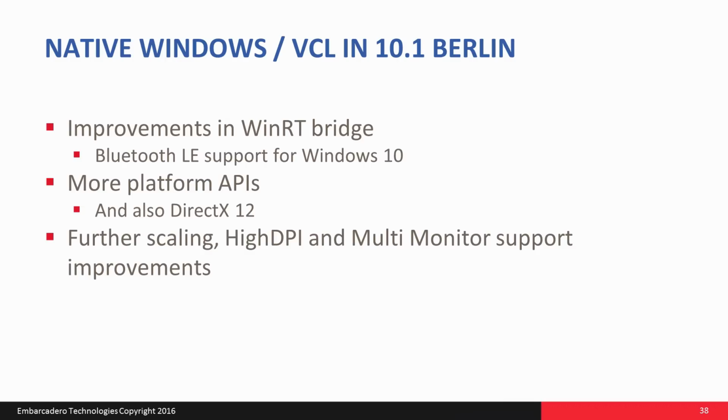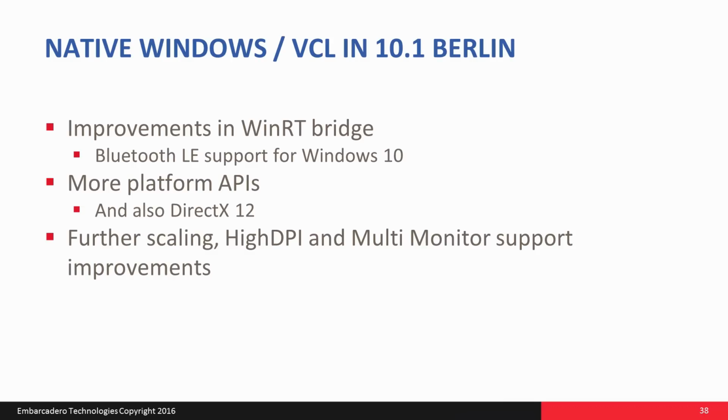Now, we've also made improvements in the WinRT bridge, and we have Bluetooth LE support now for Windows 10. RAD Studio Berlin provides the new WinRT Bluetooth API that supports Bluetooth low energy devices and beacons on Windows 10. So you can now run an application on Windows 10 that allows you to scan for Bluetooth LE devices that advertise data, send and receive BLE advertising data. You can also send custom BLE advertising data through manufacturer-specific data, and also there's support for both iBeacon and AltBeacon formats on Windows. We've also added support for additional platform APIs and support DirectX 12.